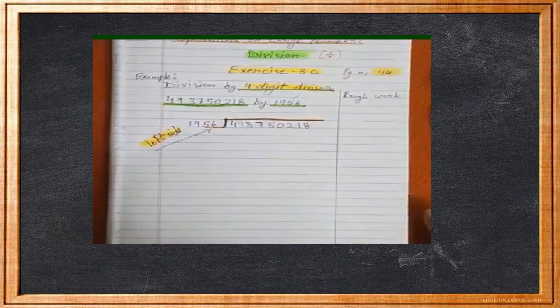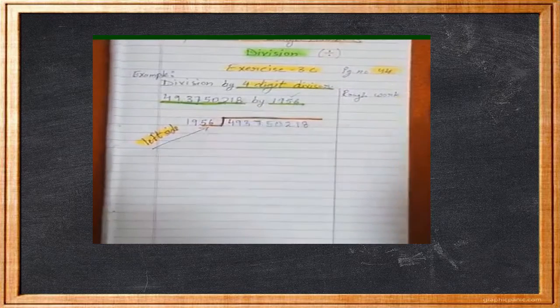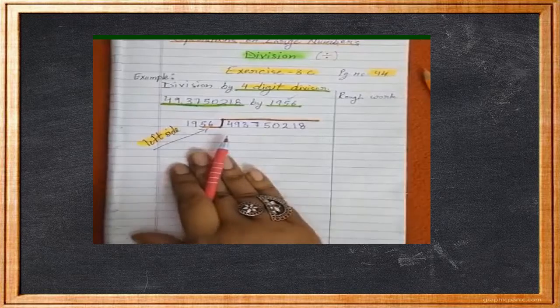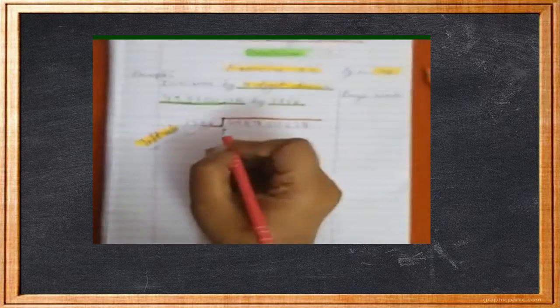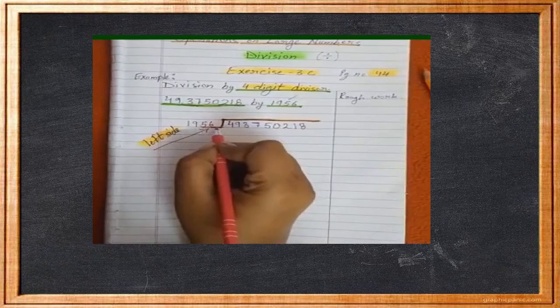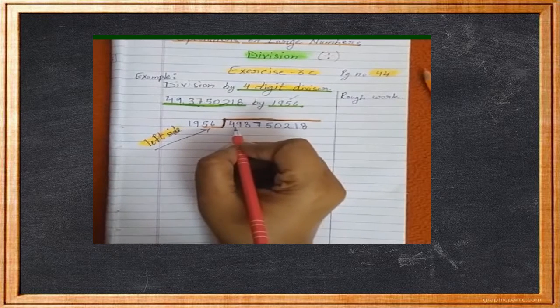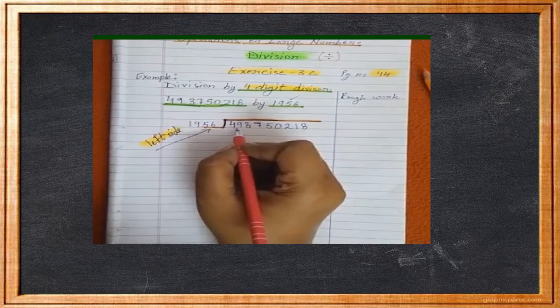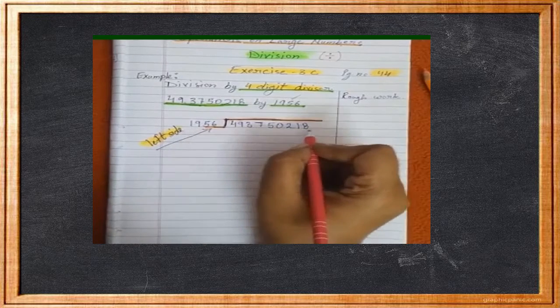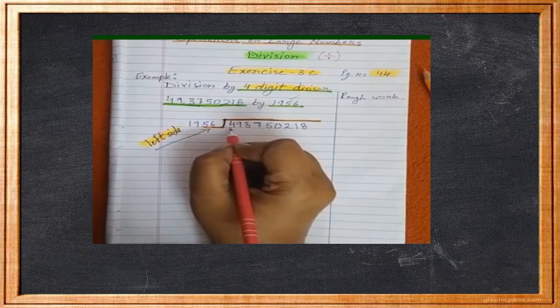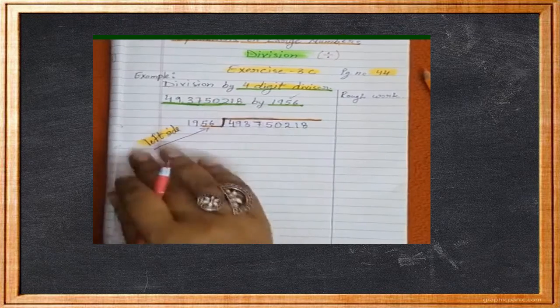Now, children, after writing dividend inside the division box and divisor outside the box, we will start division. 1,956 is our divisor, and we start division from the highest place value which is given in the number. So 40 crore is the highest. So this digit 4 is coming first. Okay, so we have to start division from this number 4.